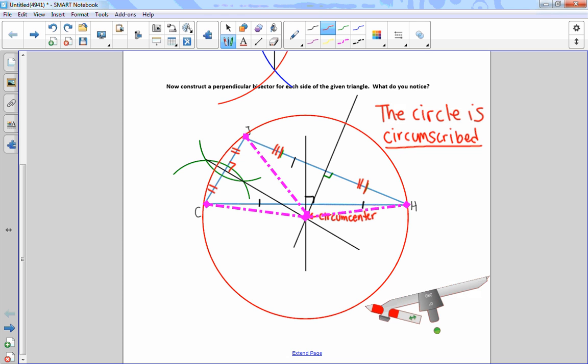Circumscribed around the triangle. So the circumcenter is the center of that circle. Circumscribed means the circle goes on the outside around the triangle. Circumscribed on the outside. Okay, let's move over to page 2.